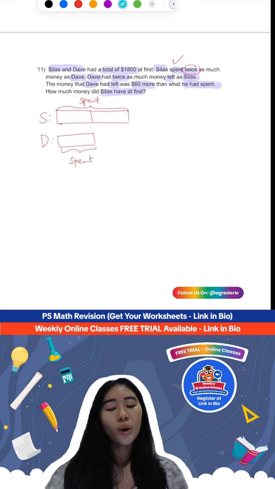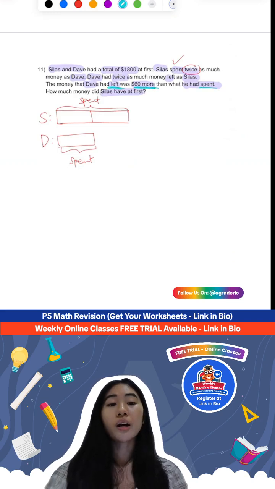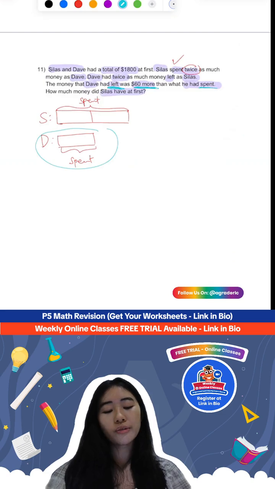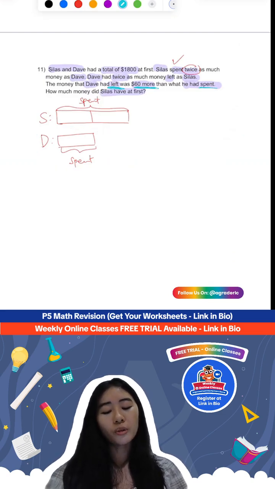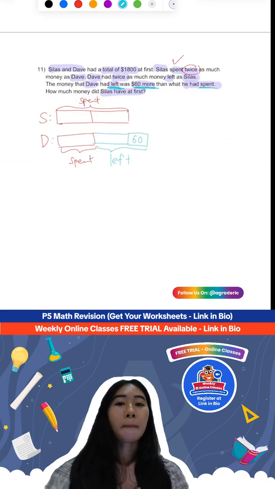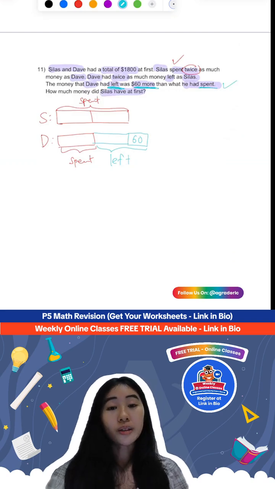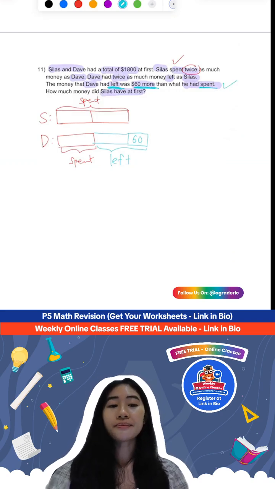Which is what Dave had left was $60 more than what he had spent. You can draw the model for this because you already know what Dave spent. So what he had left was $60 more. This is what he spent, and then you just add another 60. So this is what he had left. Okay, so I'm done with the last sentence.